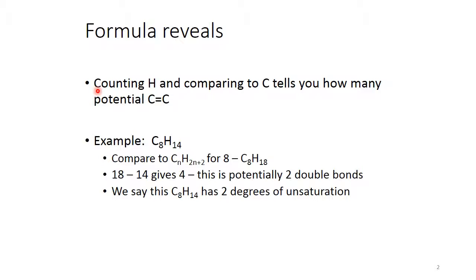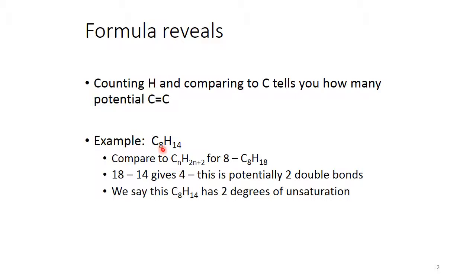If you are given a formula, in order to find out how many potential carbon-carbon double bonds are in there, you count up the number of carbons and you count up the number of hydrogens and you compare it and you see how many hydrogens are deficient. The number of pairs of hydrogens that are deficient is what's called the degrees of unsaturation. So let's look at an example.